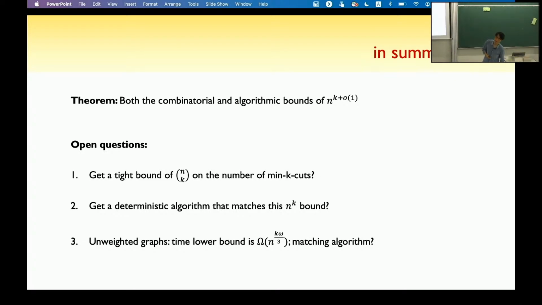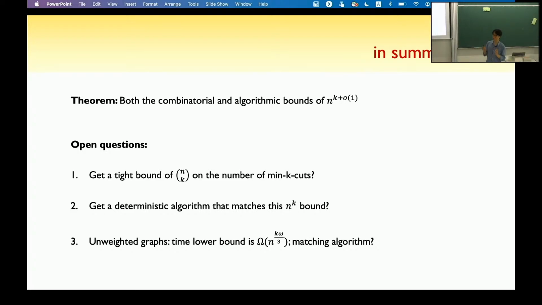Was the known upper bound for the weighted case? For the deterministic weighted case, n to the 2k, I think, is still the best. So n to the 2k is by Karger-Stein? Yeah, it's by Thorup. I mean, to me, it looks completely different.